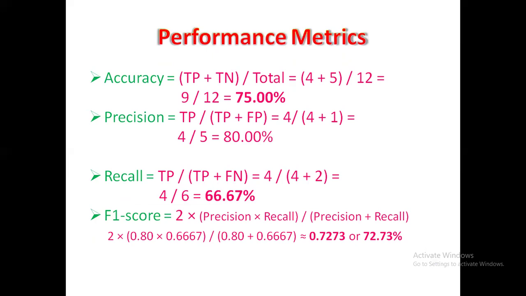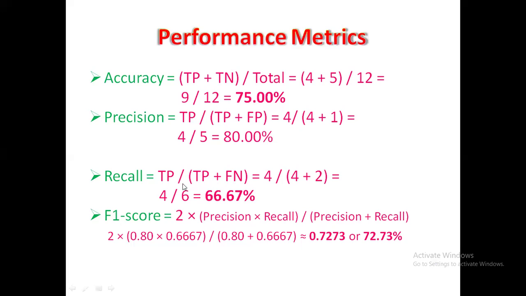So this shows that 80 percent of the abnormal predictions were accurate, which is important in a medical context to minimize false alarms. Next, recall. Recall measures the ability of the model to correctly identify all actual positive cases. Out of 6 true abnormal cases, the model correctly predicted 4 and missed 2, the false negatives.